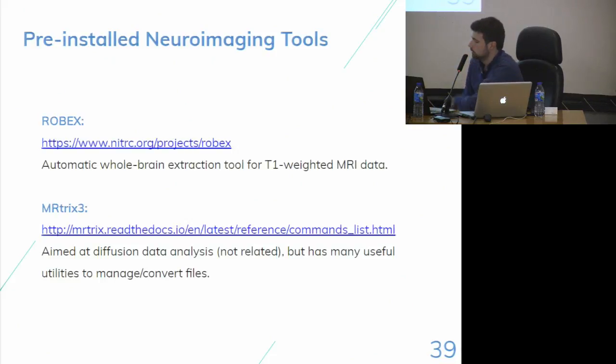You will also have the Drovex program, which is very useful to perform skull stripping. And you will have the Matrix, which is typically used for diffusion data analysis, which is something I haven't talked about because Paulo will talk tomorrow. But it can be really handy to convert formats.